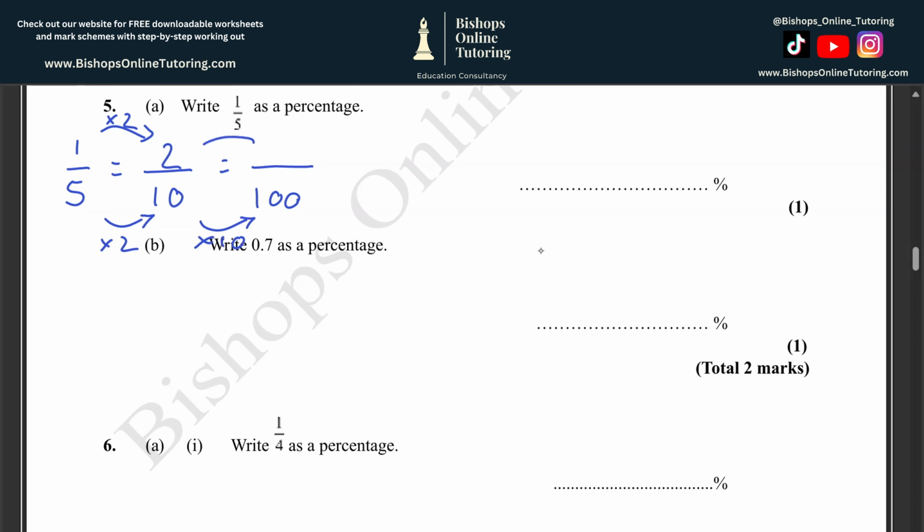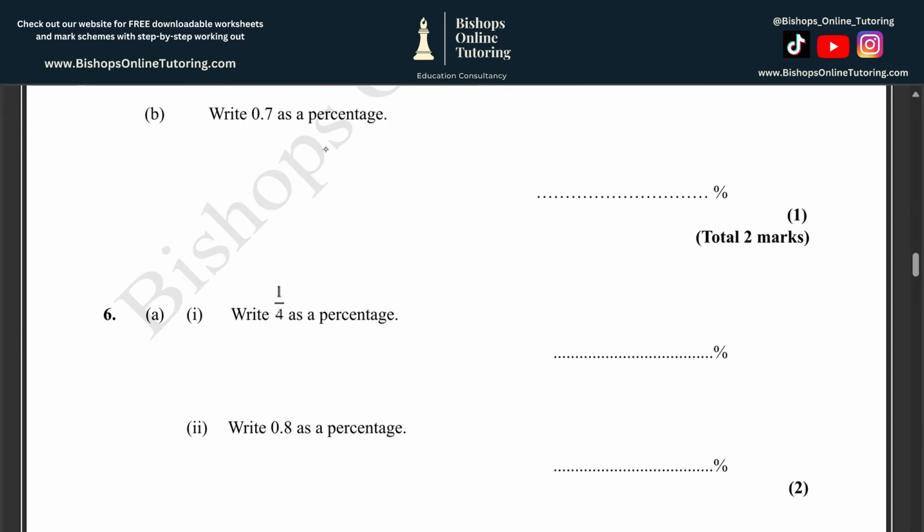Now, whatever we do to the bottom, we have to do to the top as well. So we multiply the top by 10 as well. So 2 times by 10 is 20. Now, 20 over 100 is the same as 20%. Write 0.7 as a percentage. So 0.7 as a percentage would just be 70%.